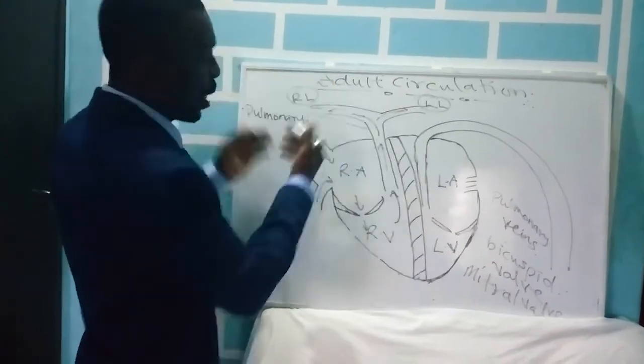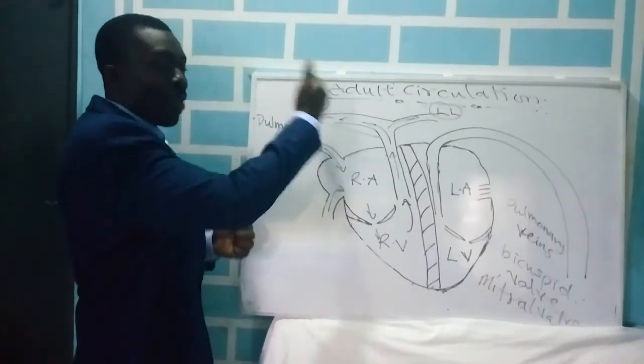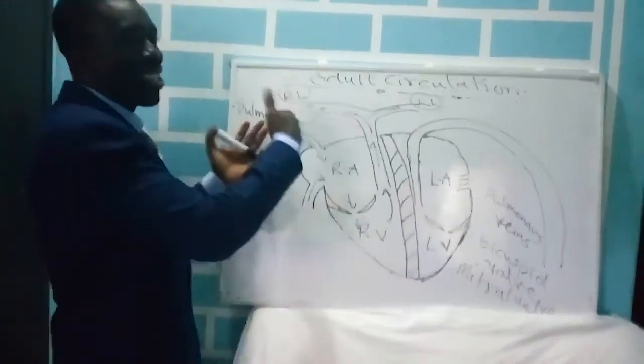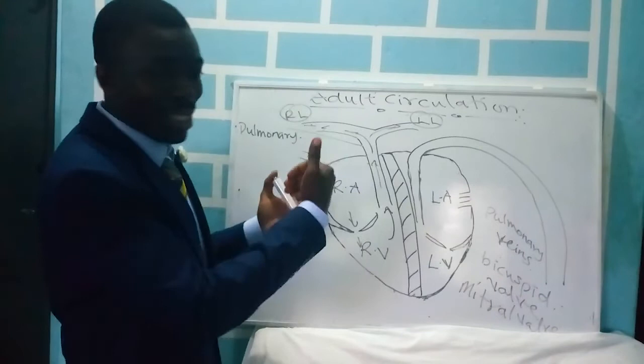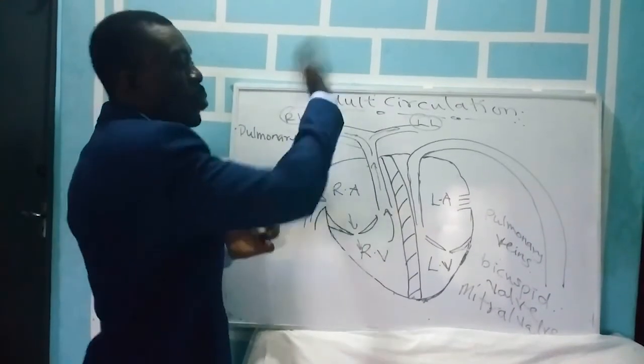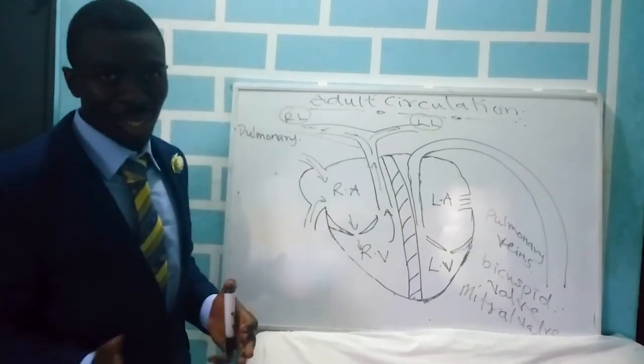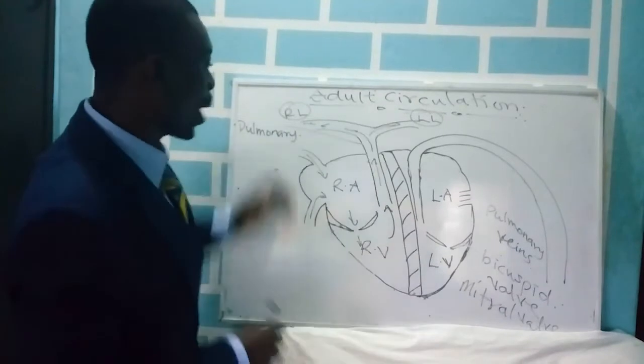When it gets to the alveoli of the lungs, there is exchange of what? Gas, where oxygen enters into the blood, whilst carbon dioxide also moves out. Then you breathe your carbon dioxide out. So that is what ends your pulmonary circulation.